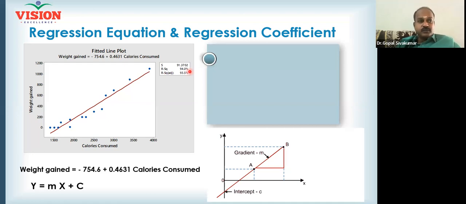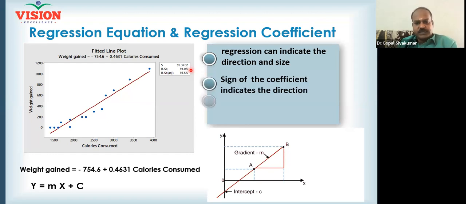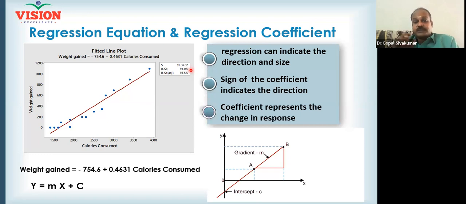So the influence of a factor on your y variable is reflecting in R square. That means the single root cause is the factor you are currently studying. When the R square is low, it means multiple root causes are involved. Regression can indicate direction as well as size of relationship. The sign of the coefficient indicates the direction. The coefficient value represents the change you can expect in the y variable.